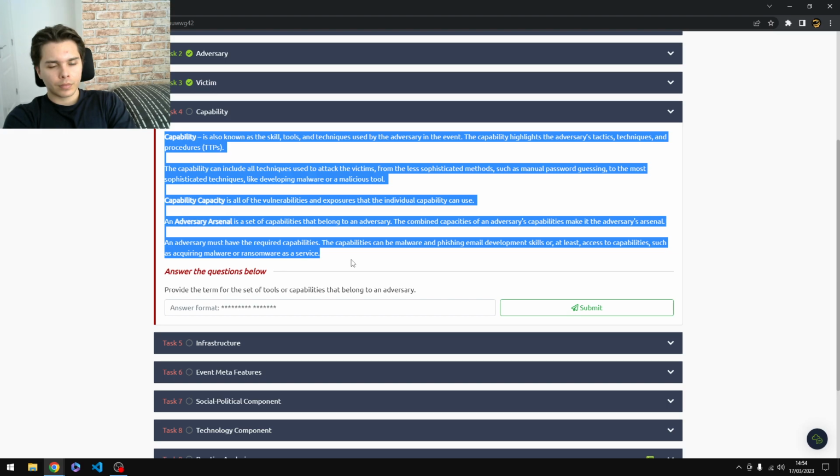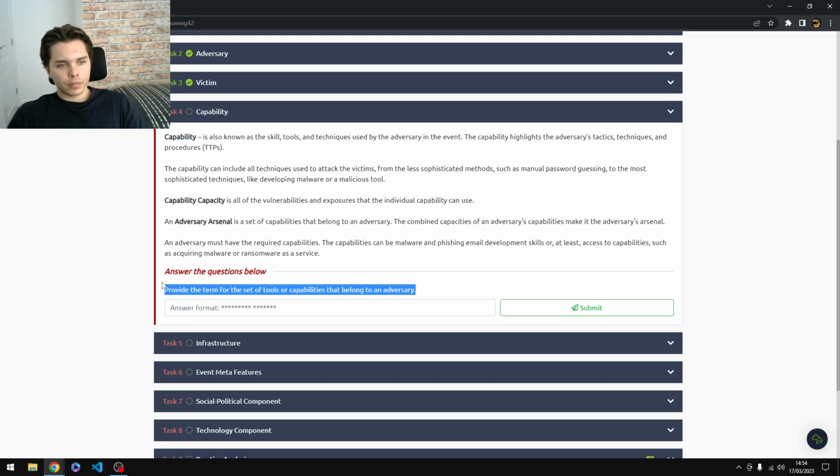An adversary must have the required capabilities. The capabilities can be malware and phishing email development skills or, at least, access to capabilities, such as acquiring malware or ransomware as a service. Provide the term for the set of tools or capabilities that belong to an adversary.